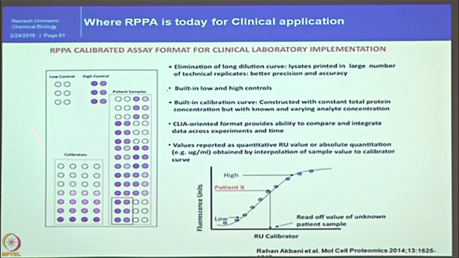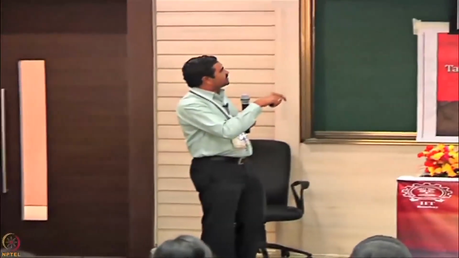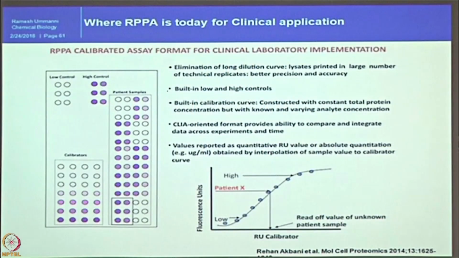So, once you know the cutoff level, let us say for example the blood glucose level, we know it is 80 to 120; below 80 is hypoglycemic, and above 120 is hyperglycemic. In that manner, if we know the levels, we could spot some known proteins at known concentrations as low controls and high controls, and we can use them as calibrators based on the concentration dependence.